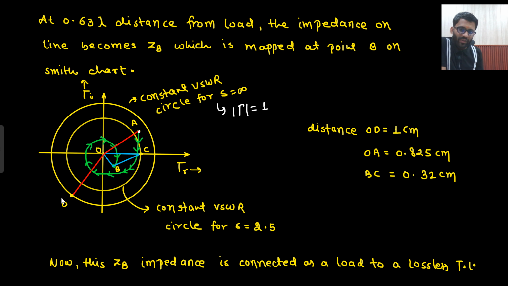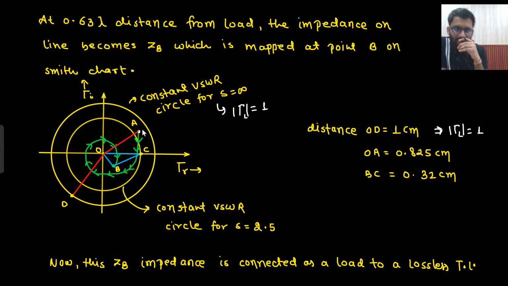They have given the OD distance equals 1 centimeter. That means mod of gamma equals 1 is denoted by 1 centimeter. Are you able to understand this point? Mod of gamma equals 1 is denoted by 1 centimeter. They have given the OA distance, and I should have written mod of gamma L. What is the OA distance? OA distance is 0.825 centimeter.